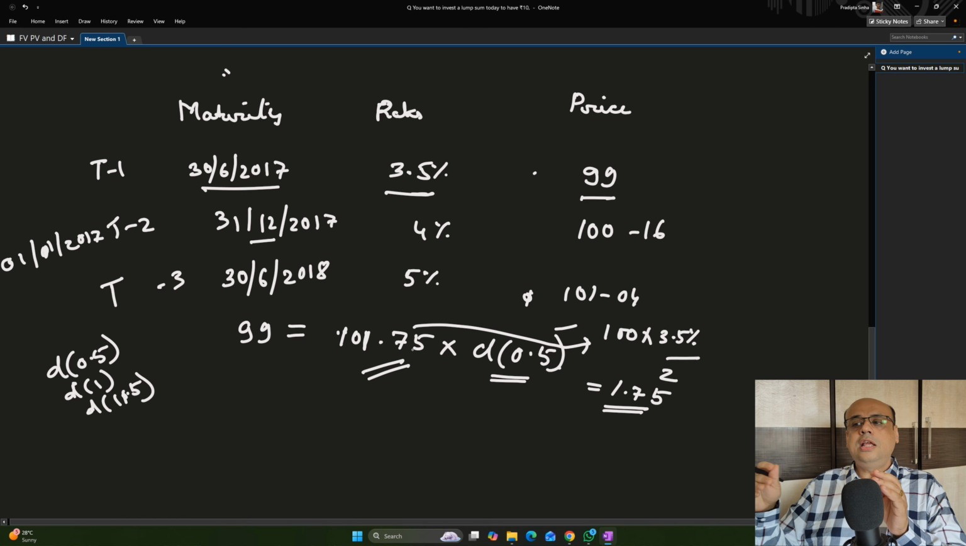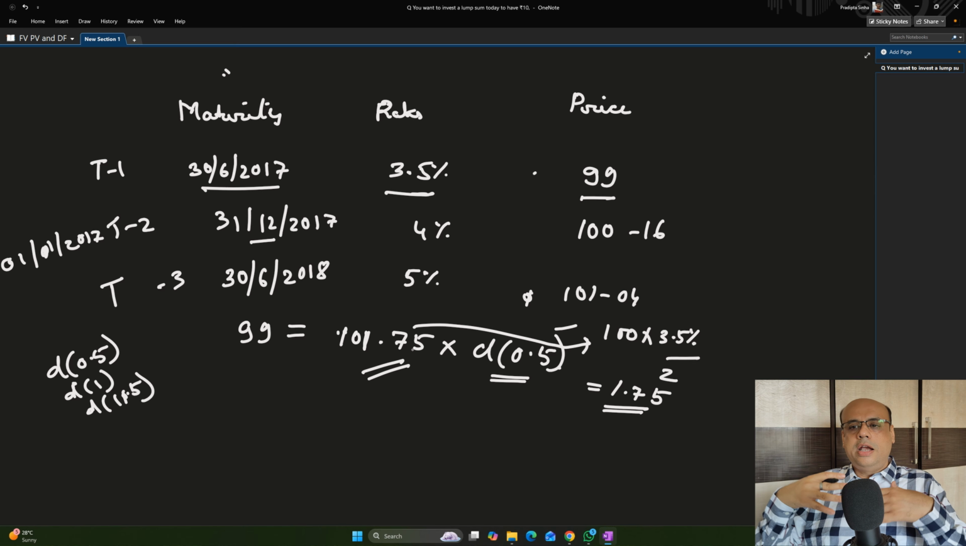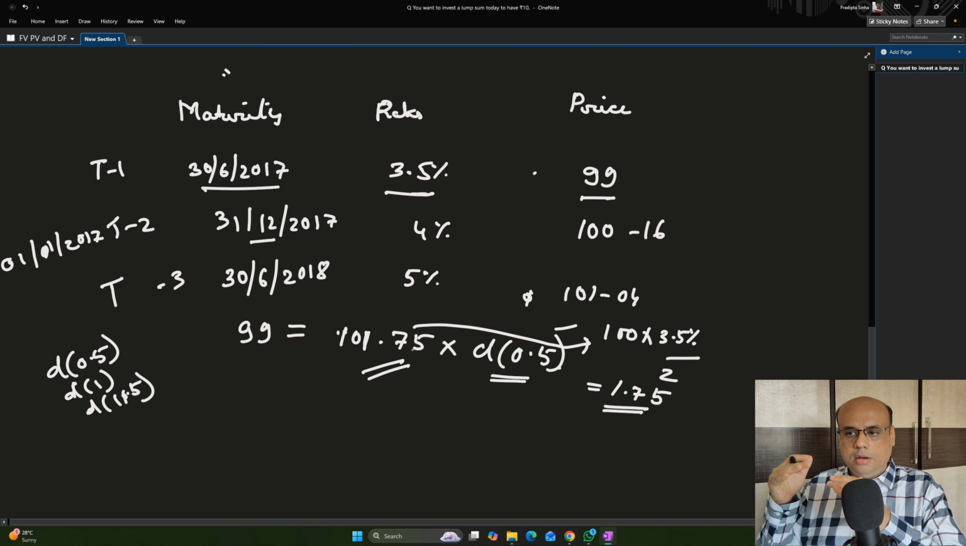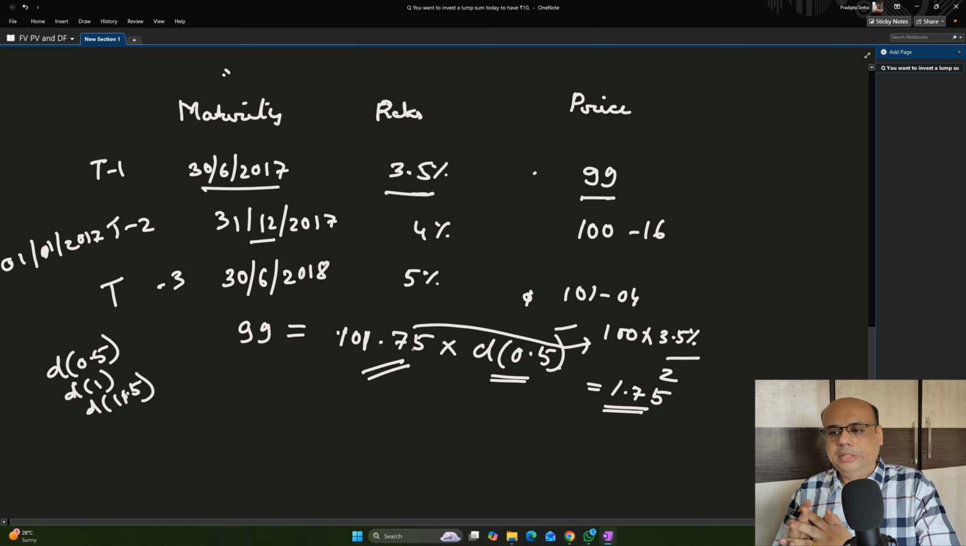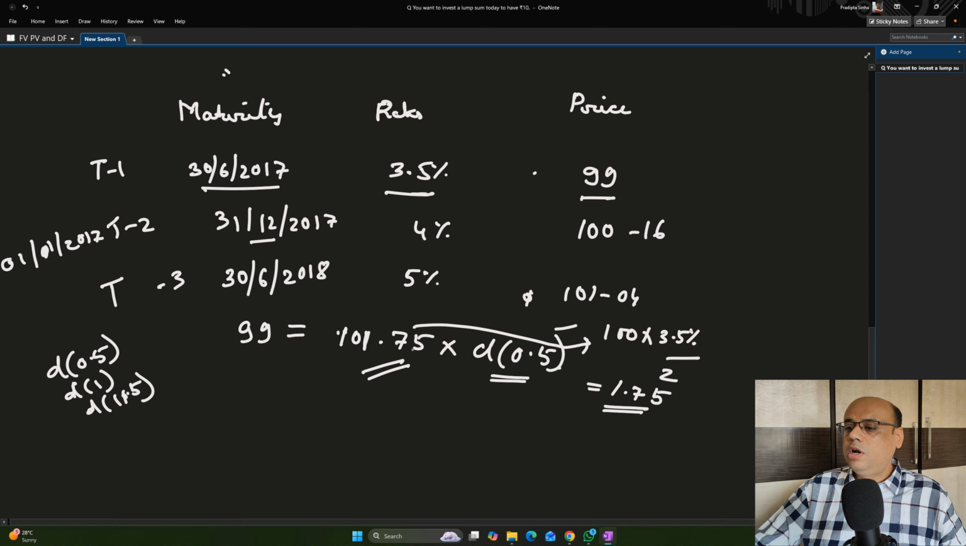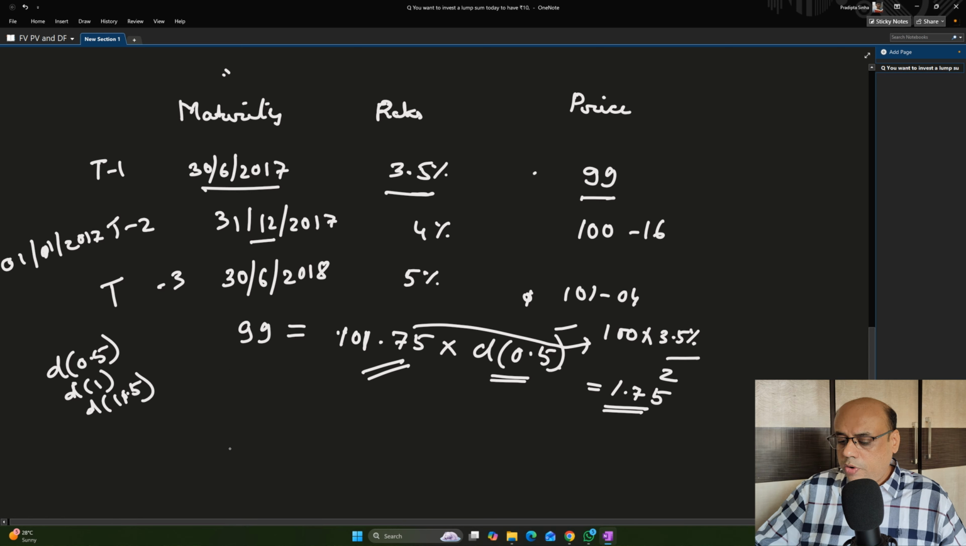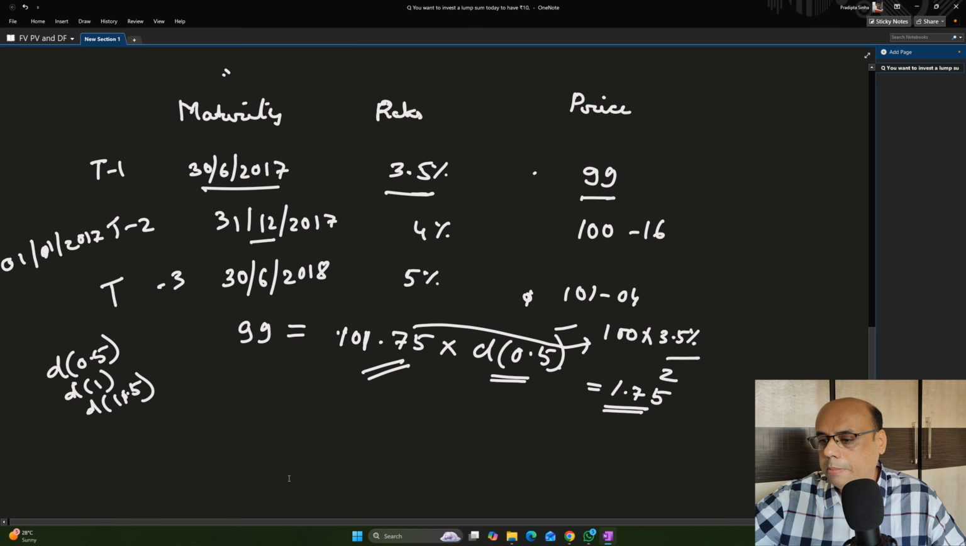So obviously the discount factor will always be less than 1, because it can't be that 100 rupees is becoming 88. Obviously it can, but not for the purposes of these examples. So if we solve for D of 0.5, we will get the final answer. Now for D of 1, how will we do it? For D of 1, we can just make this table.